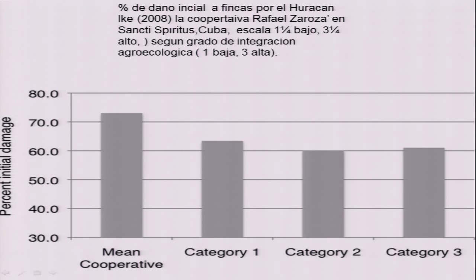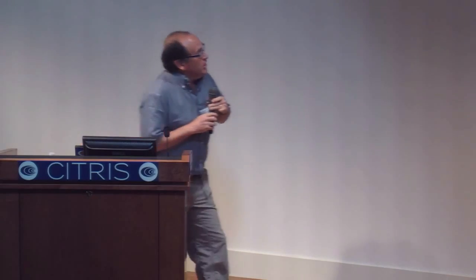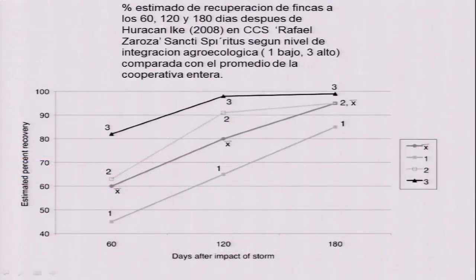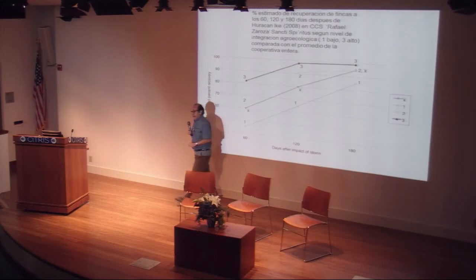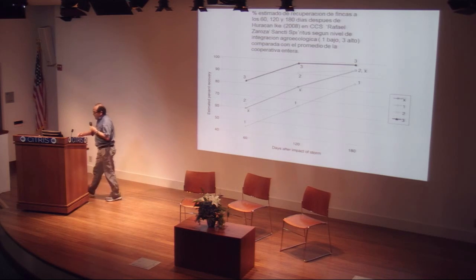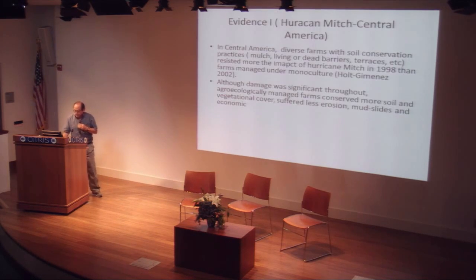But resilience has two characteristics. One of them is resistance to the shock, and the other one is recovery. And you can see the productivity of this farm going up, much more recovery of the productivity 60 days, 120 days after the event. So we can learn a lot about resilience from small farmers.